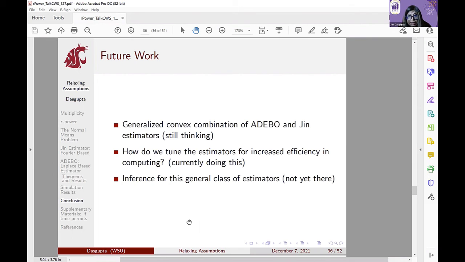Our methods are efficient, but we can probably get more efficiency if we go into the Laplace transform, look at the tuning parameters, and see if we can tweak them a little bit more. And then finally, my area is inference, but we came up with an estimate. So the next question, of course, is can we do confidence intervals on it? Can you do tests on this estimate? Will we do it? I don't know. We're still thinking about these things.